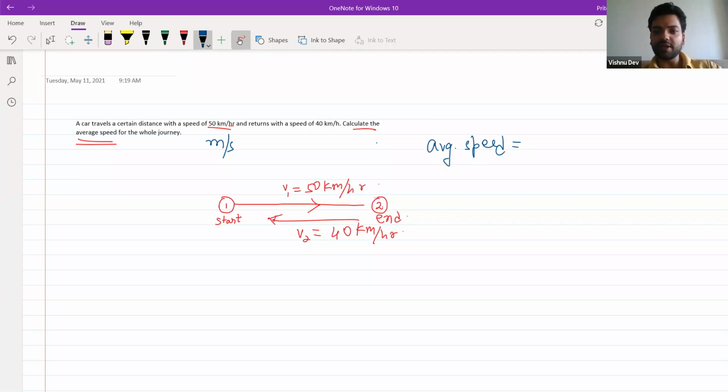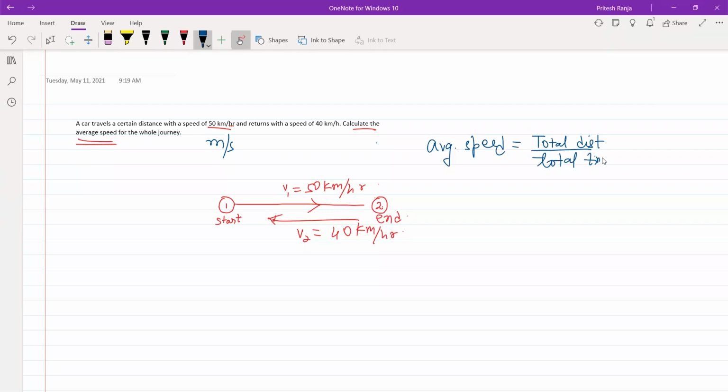Quickly, can anyone tell me the formula? Total distance by time taken. Distance by time taken. Good. Total distance by total time taken.